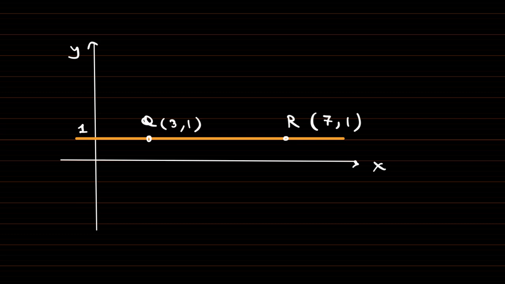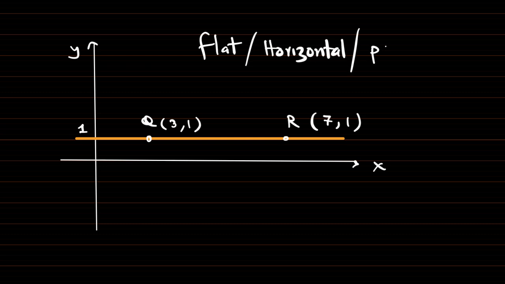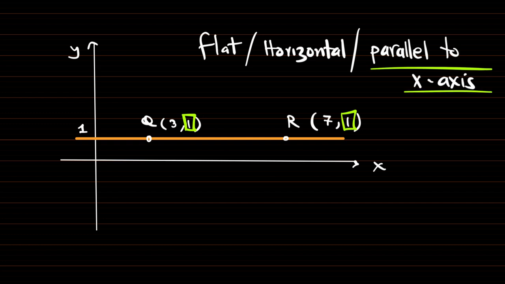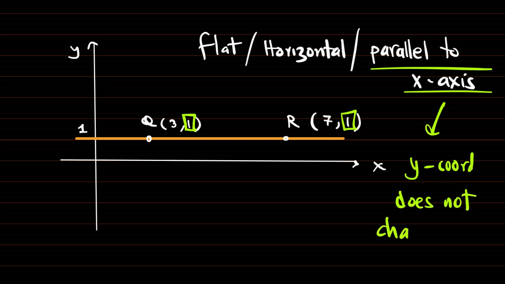Now this is a flat, horizontal line, and this line is parallel to the x-axis. Why? Because the y coordinate does not change. So for a line parallel to the x-axis, the y coordinate does not change. And over here, we are simply talking about the slope. We will talk about the equation of a line in the next class. So this is 1, this is 1.